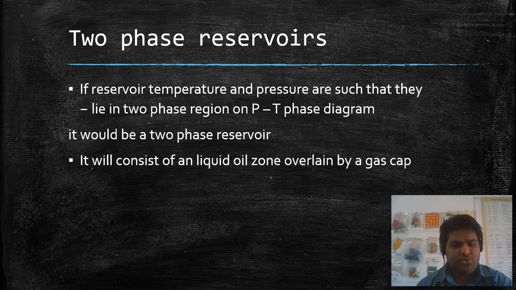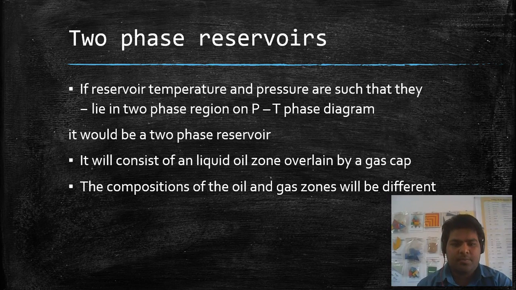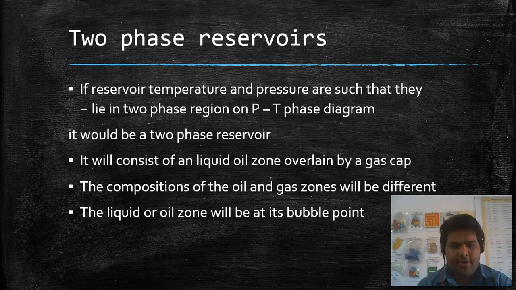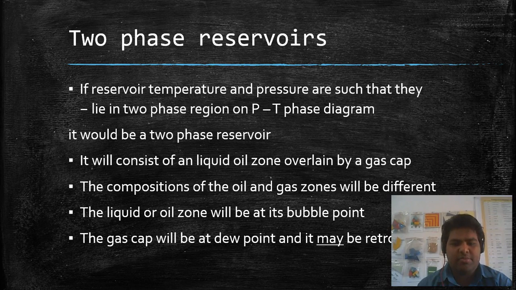So it will consist of a liquid oil zone overlain by a gas cap. Gas has lesser density than oil, so gas will be on the top and liquid will be at the bottom. So compositions of the oil and gas zones will be different. Every time in a reservoir we see an oil zone and a gas zone, then we should know that their compositions will be different, be it in retrograde, be it in a dissolved gas reservoir, or be it in a two-phase reservoir. A single phase gas reservoir is not a problem. It's always gas, so there never will be a liquid zone, and there will be no variation in the composition. But other than single phase gas reservoirs, in every kind of reservoir, when there is a gas zone and oil zone inside the reservoir, their compositions will be different.